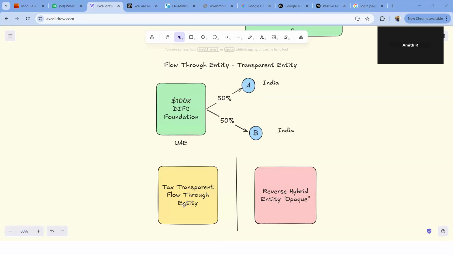Now, what is a tax transparent flow through entity? That means this entity is regarded as a tax transparent entity in UAE as well as in the jurisdiction of its owners. If both of them treat it as transparent, then it is a tax transparent flow through entity. If either of them is saying no, no, no, we will not tax, you only have to pay, you are the taxable person. If any one jurisdiction takes it as opaque or takes it as a separate taxable person, then it's called a reverse hybrid entity. Are you understanding? Yeah. Two types of flow through entities.